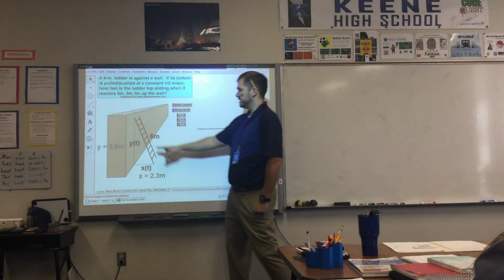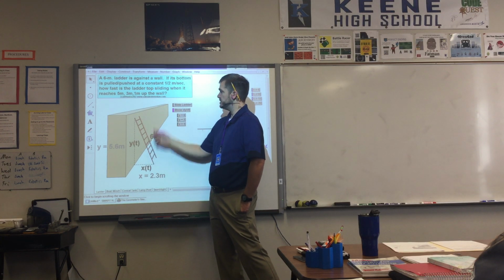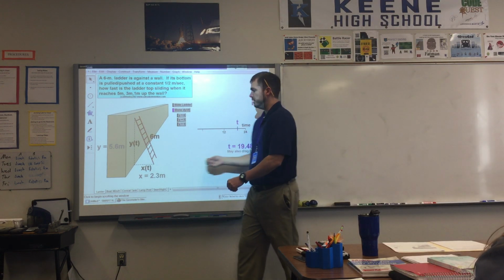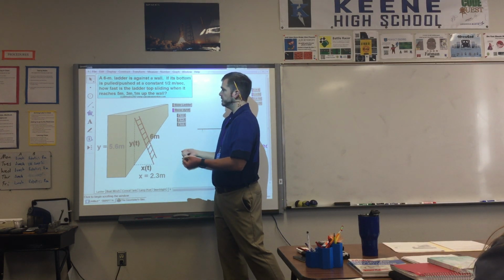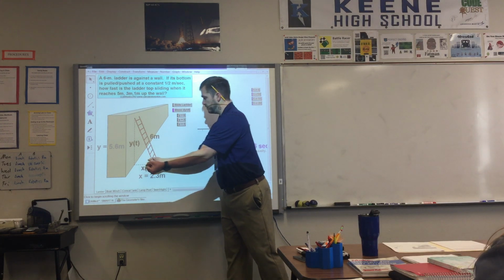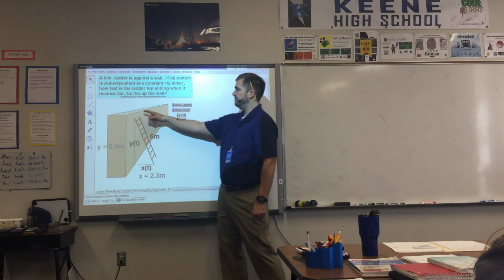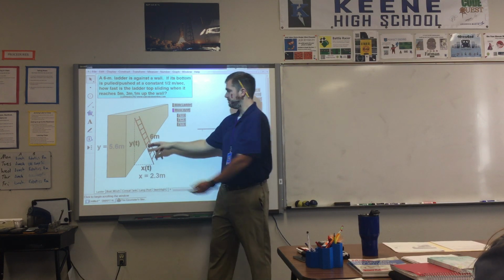So we've got a 6-meter ladder. It's up here against the wall. Now the bottom here, it says it's being pulled or pushed, just depending on where we are. We'll assume that it's being pulled, for right now, at a constant 1/2 meter per second. So we're pulling this out like this. How fast is the top sliding when it reaches 5 meters up the wall?